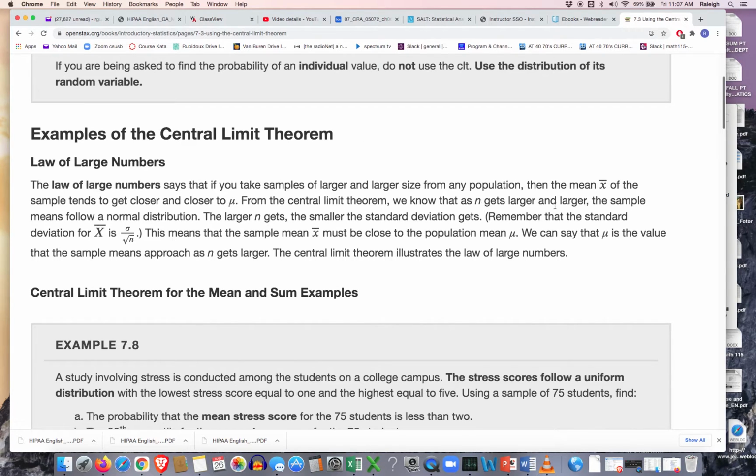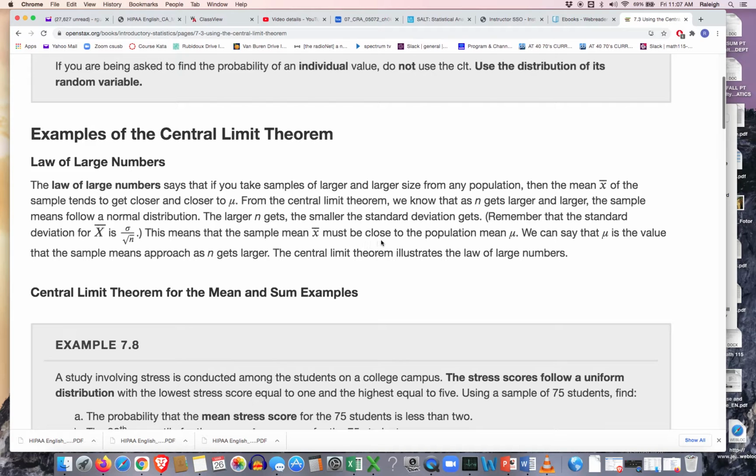As n gets larger and larger, the sample means become more normal and also more squeezed, as we saw in the diagram earlier where the scale showed how the curve was getting closer and closer to the center because of a smaller standard deviation based on a large n.